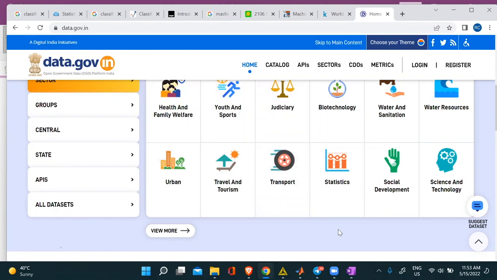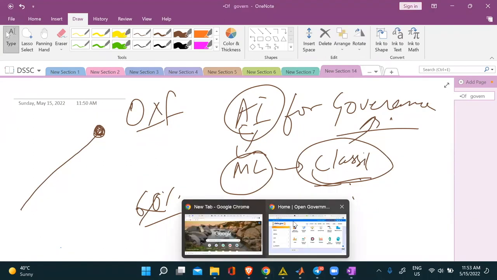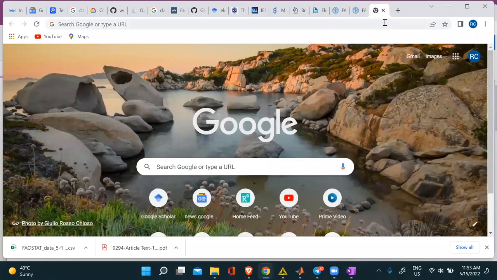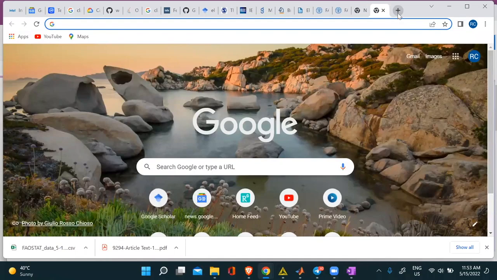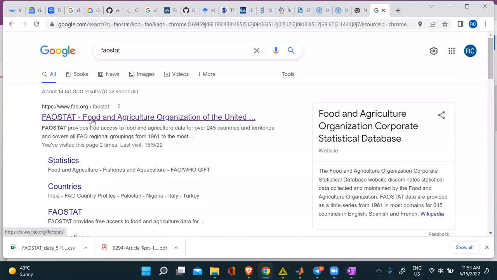So as I said, there are two kinds of problems which you can do. I have discussed classification today, and prediction, that is regression. As I said in the previous class, you can predict something like agriculture production. I have already downloaded it, but I will show you how to download if you are working on an agricultural data set. This is a site, FAOSTAT. I will show you how to use this data. FAOSTAT is the site name.